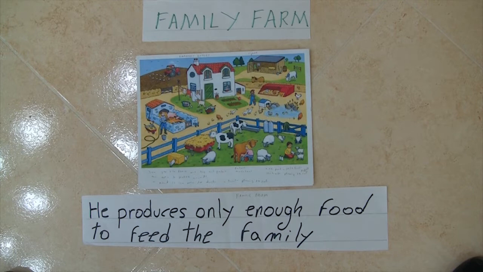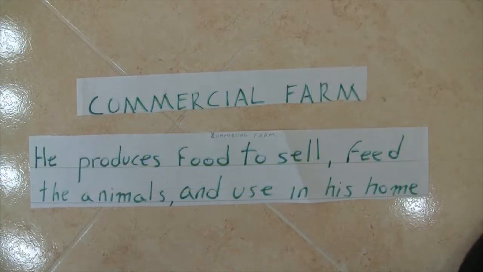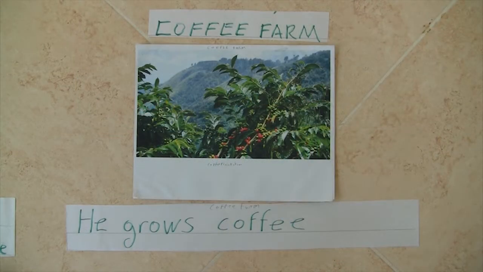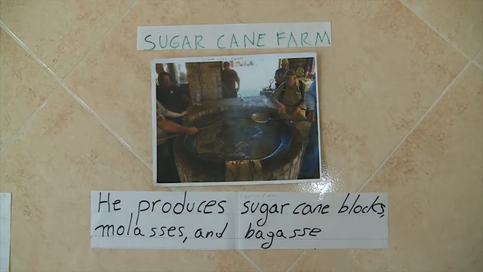On a family farm, he produces only enough food to feed the family. On a commercial farm, he produces food to sell, feed the animals, and use in his home. On a coffee farm, he grows coffee. On a sugarcane farm, he produces sugarcane blocks, molasses, and bagasse.